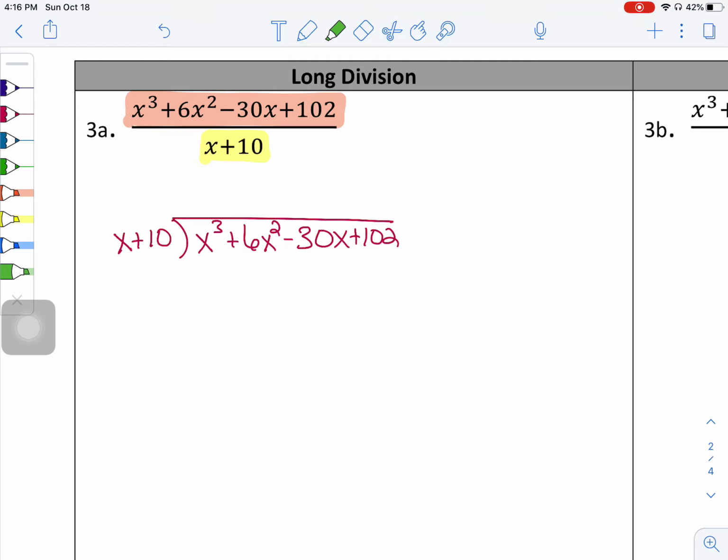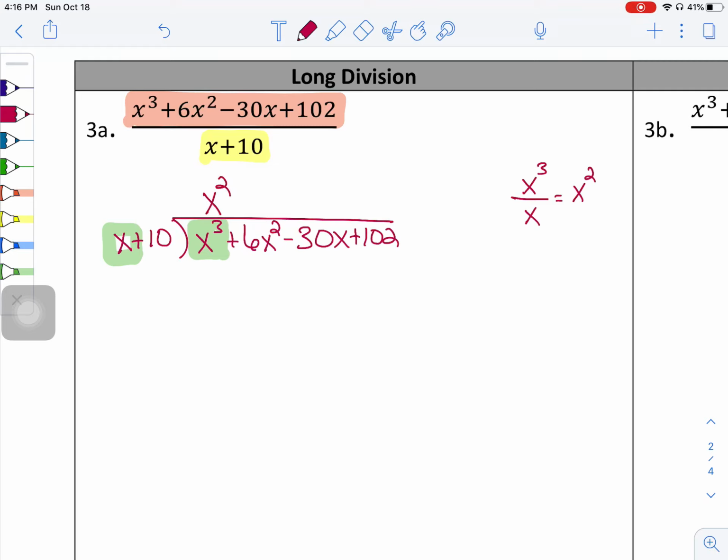What we're going to look to do here is not look at both x and 10. We just look at the leading term here. So what I'm focused on here is x, and I want to know how many times does x go into my leading term of x cubed. If you want to, off to the side, you can make a little note. You are taking x cubed and dividing by x. Well, that gives you x squared. So that's the value that goes on top.